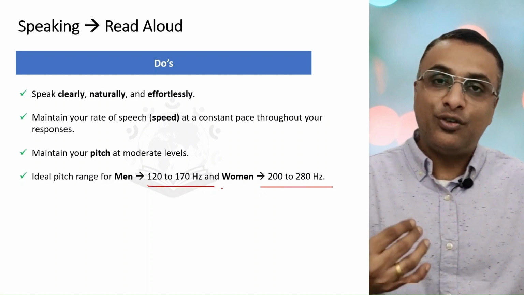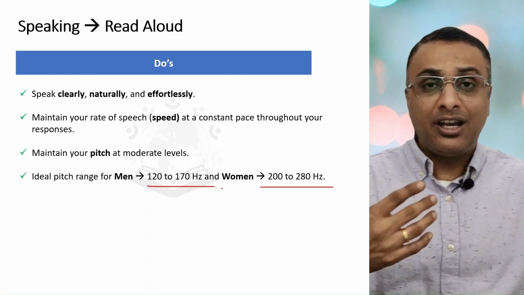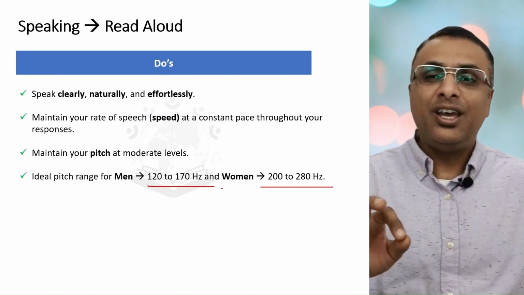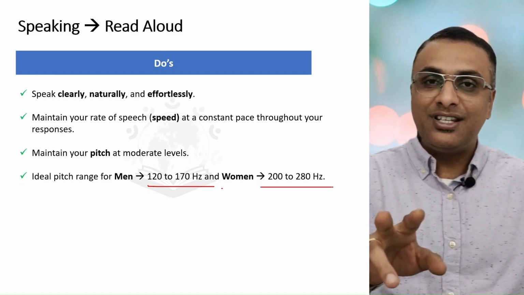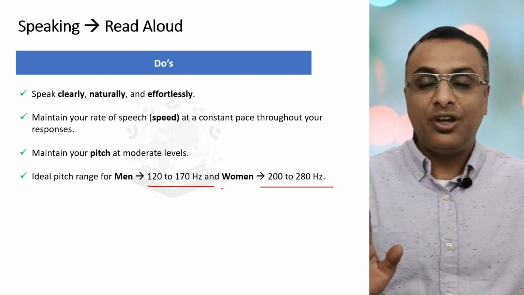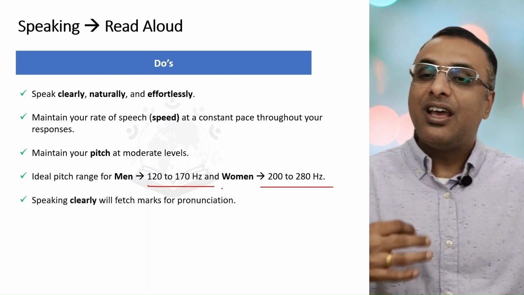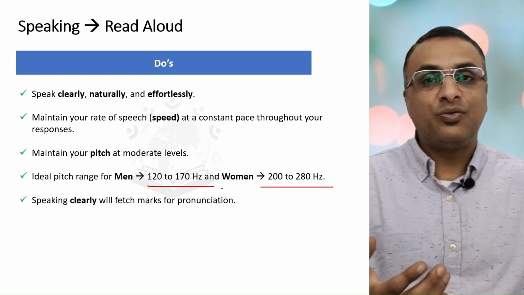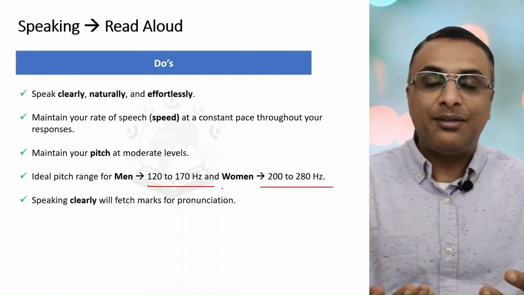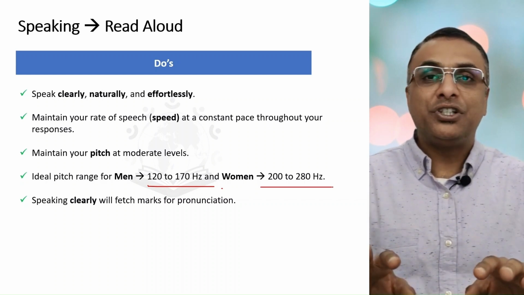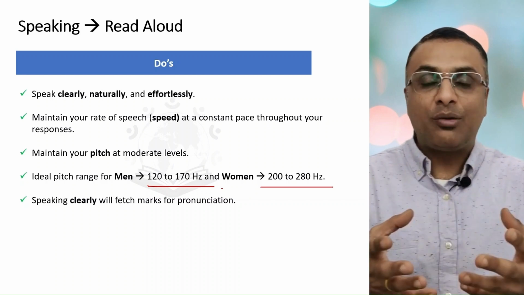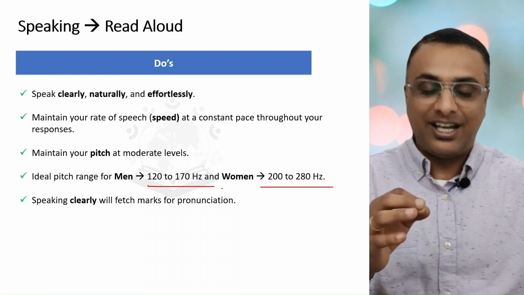On the other hand, if you ask me what is my range, it is anywhere between 130 to 140 Hz. If you can maintain between this range, it is absolutely good for your delivery of your responses. Next thing, speaking clearly will fetch you marks for pronunciation. If you open your mouth and speak, only then PTE software would be in a position to understand whatever you're speaking. So hence, open your mouth and pronounce those words correctly.